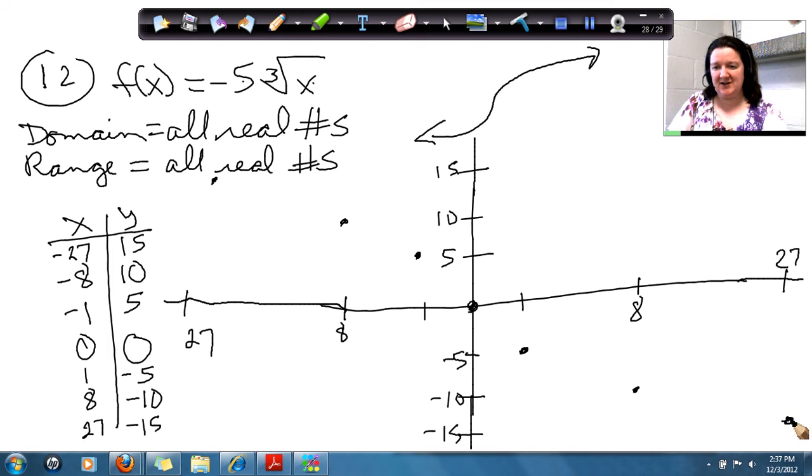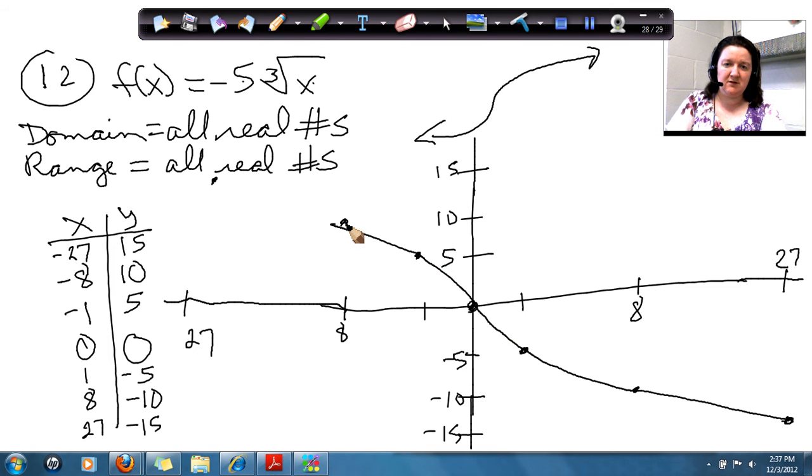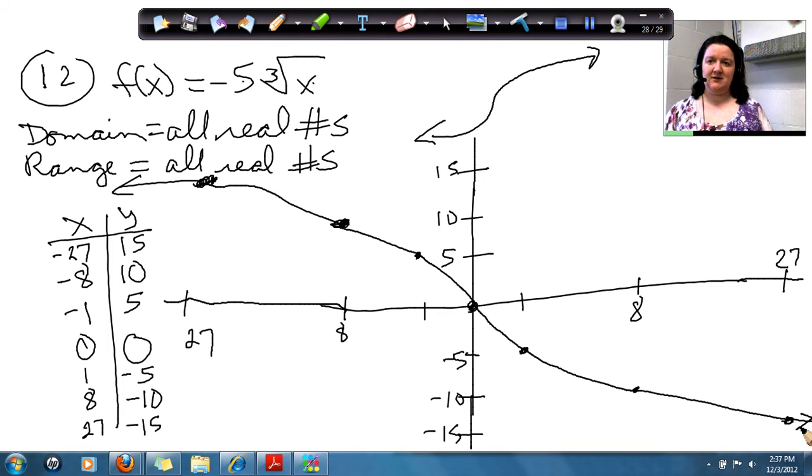So now we have our kind of S-shaped thing, so we're going to come up here, curve a little bit, and then it's going to keep going out there forever. And that's the answer for number 12.